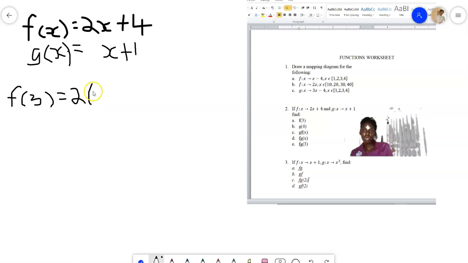So it's going to be 2 multiplied by 3. Recall algebra. Once you have a letter beside a number, no sign in between, you're multiplying, right? So 2x means 2 multiplied by 3. So our answer would be 6 plus 4, which would be equal to 10. Alright.